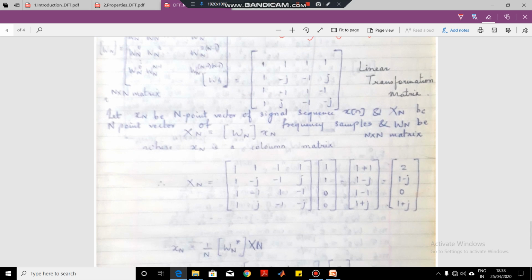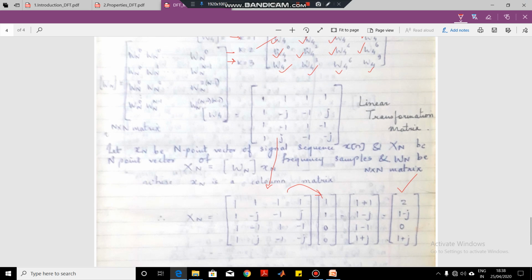You have to multiply this twiddle factor matrix which we have got here with the given sequence. The given sequence is 1, 1, 0, 0. Use matrix multiplication. After matrix multiplication, you will directly get the DFT of the sequence. So it is much easier to compute the DFT by using the linear transformation matrix, which is called the twiddle factor matrix. Just by using matrix multiplication, we can get the DFT.